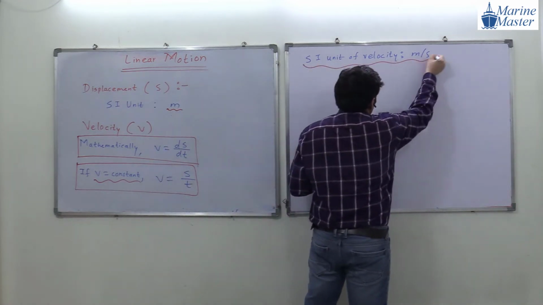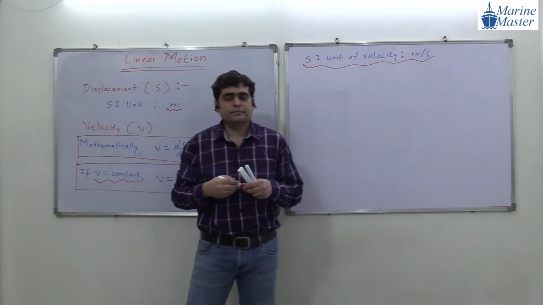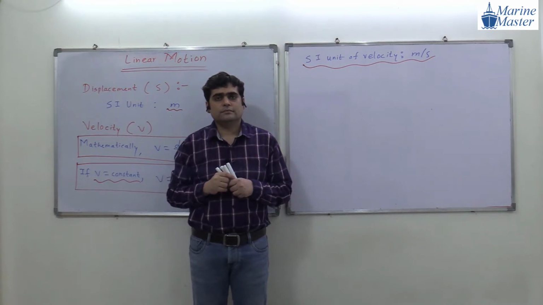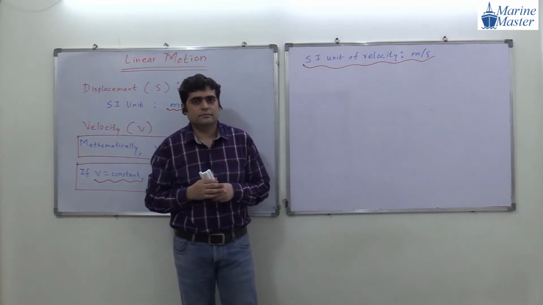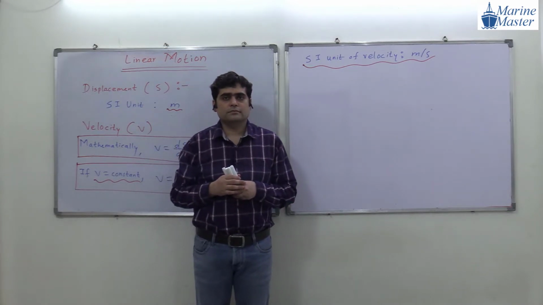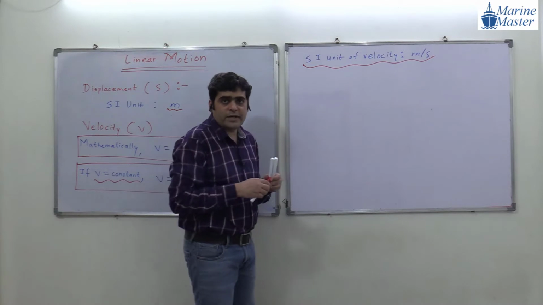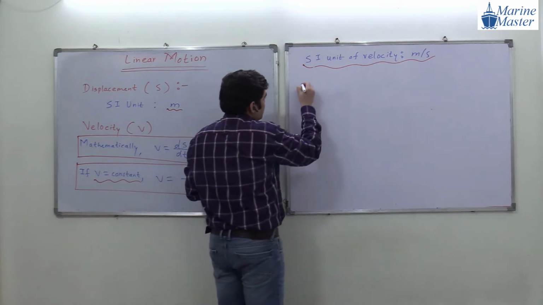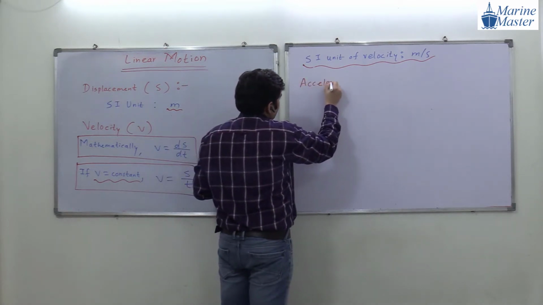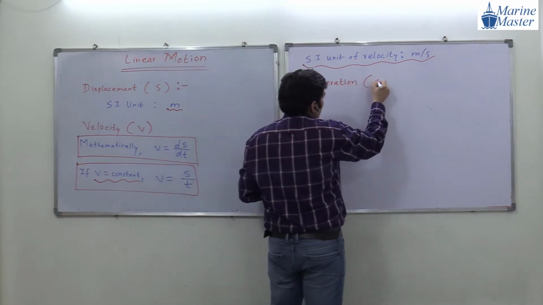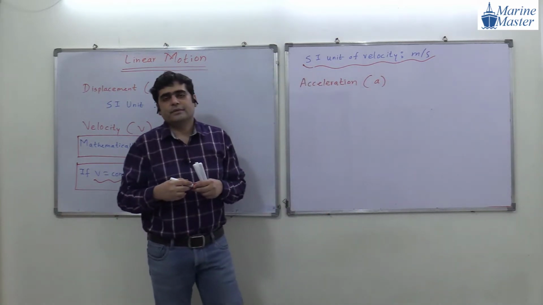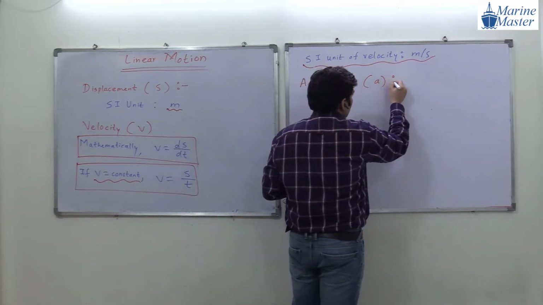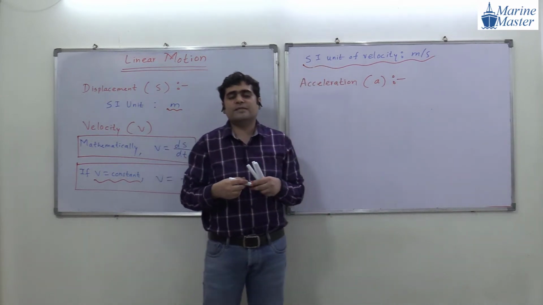So please write down this one. Okay, completed. Given everyone, the SI unit of velocity is meter per second. Now the next point is acceleration. Acceleration is denoted by the symbol small a.